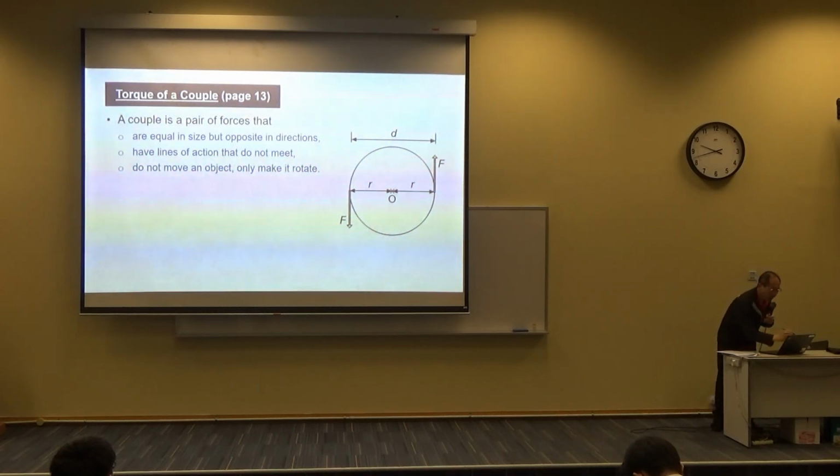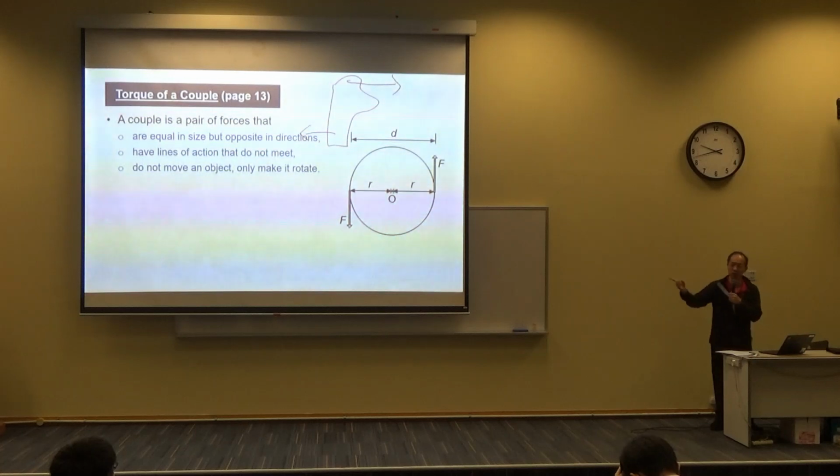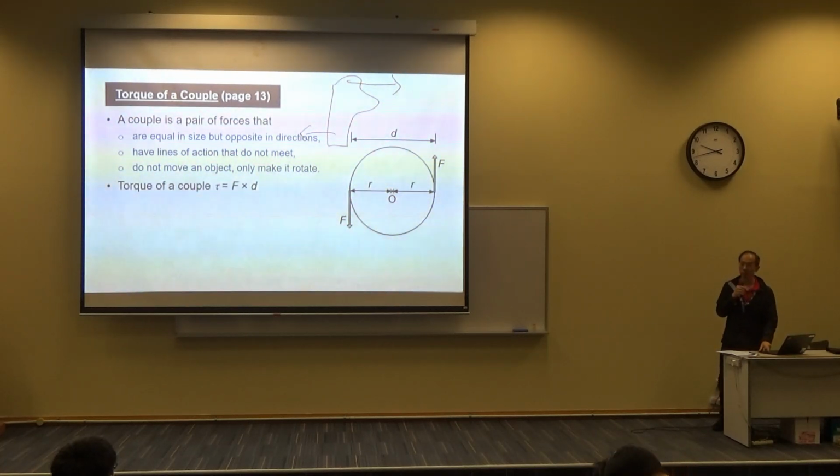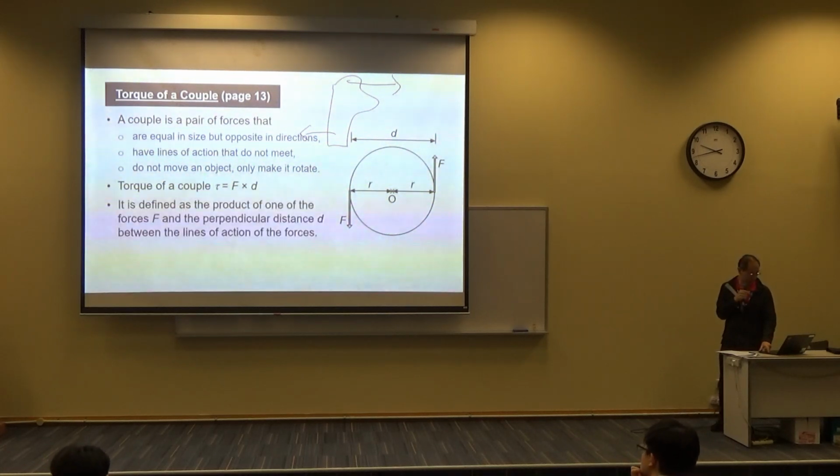But as long as you have two forces, it need not be a circle. You just have any object. If I apply a force this way, a force that way, I will have a couple too. And they will introduce this thing called torque of a couple, which is defined as the product of one of the forces. Take note, you take one of the forces multiplied by the perpendicular distance between the two forces. So that's how you find torque of a couple.